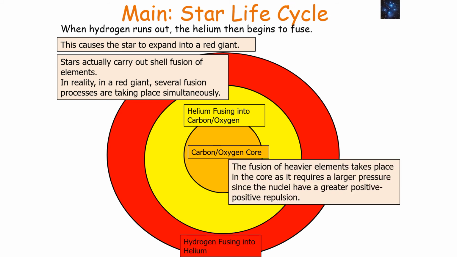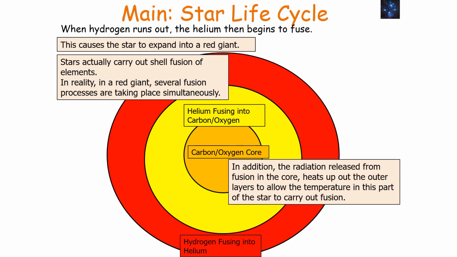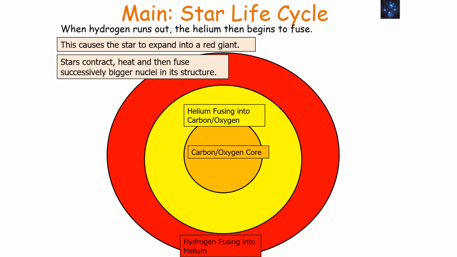Now the fusion of the heavier elements takes place in the core, as it requires a larger pressure, since the nuclei have a greater positive repulsion. So the lighter elements can be fused on the outside because they need less pressure. In addition, the radiation from fusion in the core heats up the outer layers to allow the temperature in this part to carry out fusion.